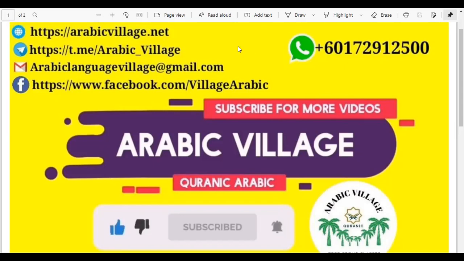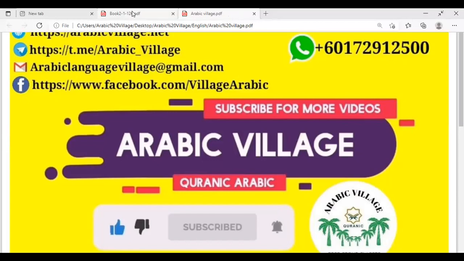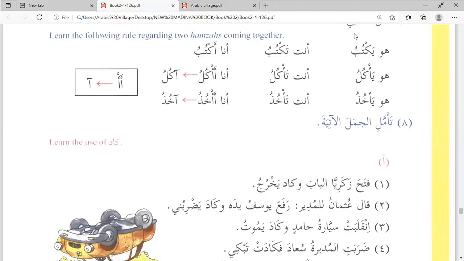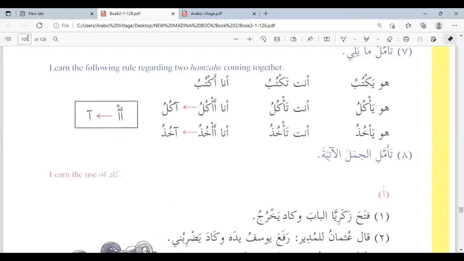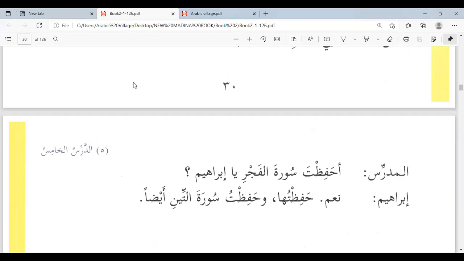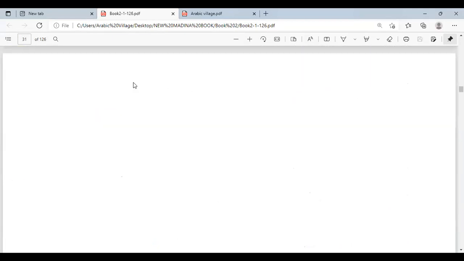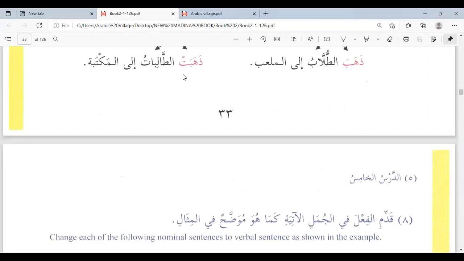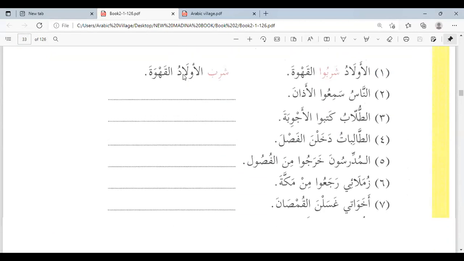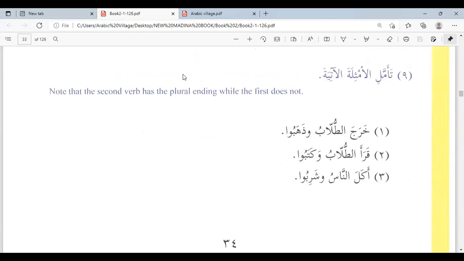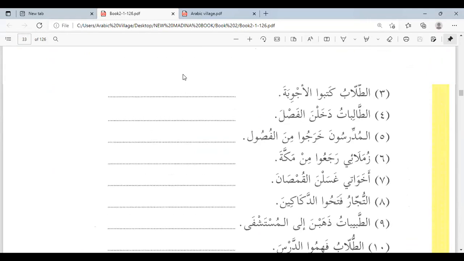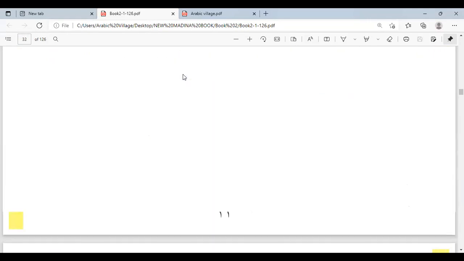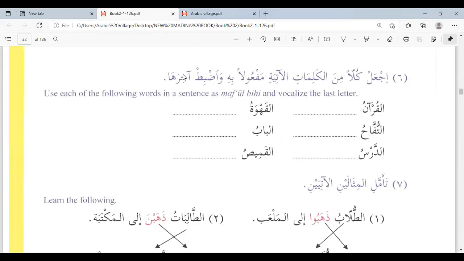Bismillahir Rahmanir Rahim. We will continue our lesson. Yesterday we were learning about lesson number 5 and we were doing the exercise. So this is what we learned yesterday. We'll stop from here.